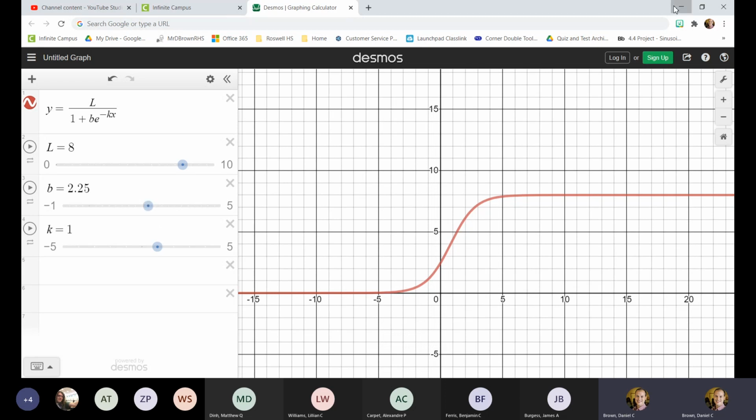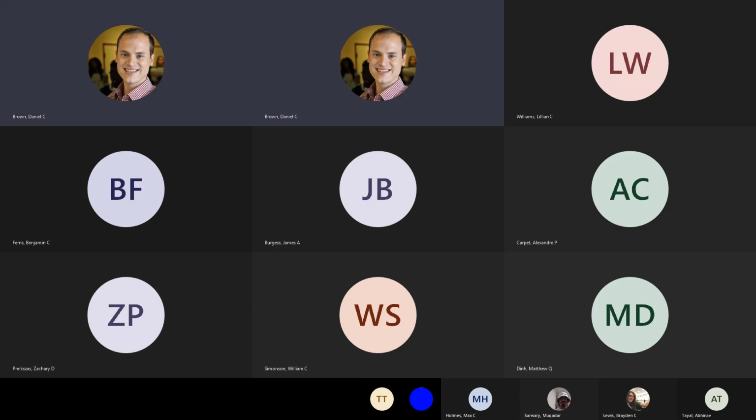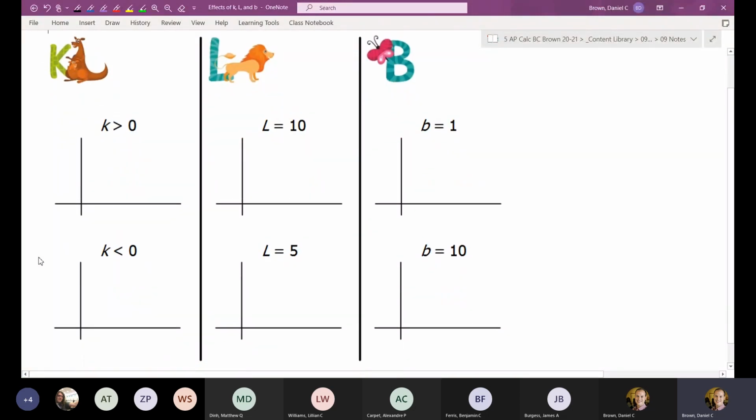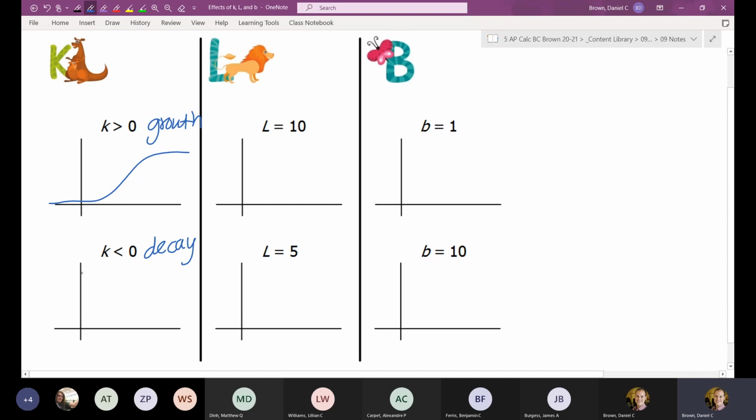So to summarize all this, going back to the notes, let's review what each of these does. K is the constant of proportionality. The biggest thing to know about K: when it is greater than 0, that is a logistic growth equation. When K is less than 0, that's a logistic decay equation. Growth is concave up, then switches to concave down. Decay is concave down, then switches to concave up. That's an easy way to match up those equations.